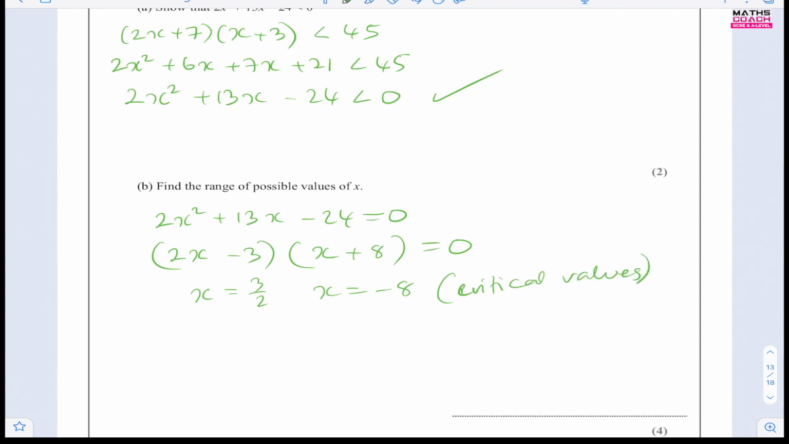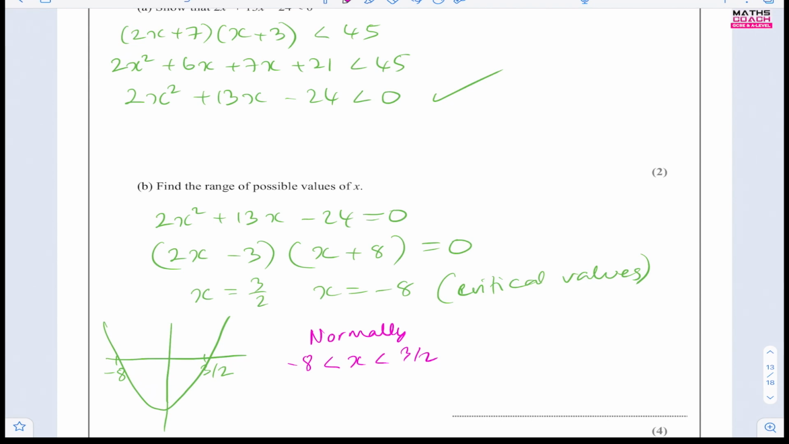We'll use them to draw a quick sketch of a quadratic. So we have minus 8 here, we have 3 over 2. It's a positive quadratic because this is positive, so we will get this shape. Now if you remember, it was less than 0, so our y values have to be less than 0, which is all of this. So normally what we'll get from here is that x is less than 3 over 2 and greater than minus 8.